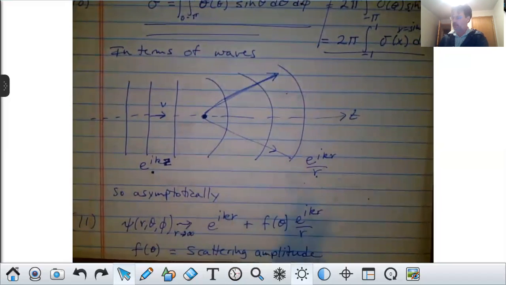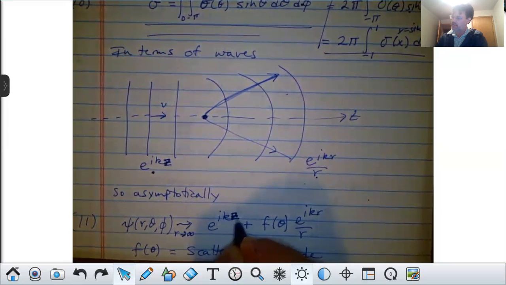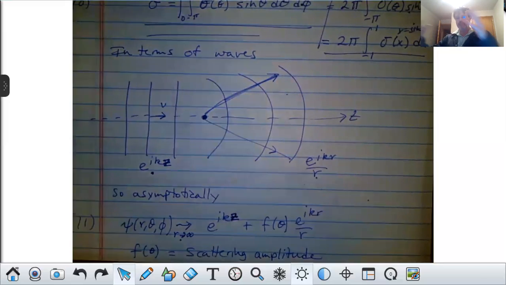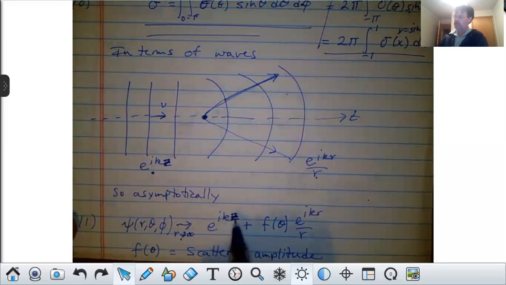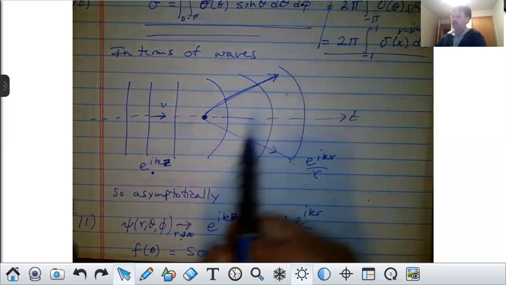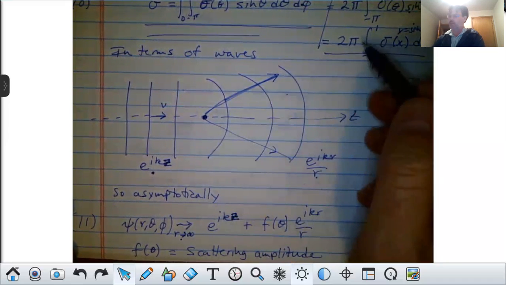So asymptotically, again, it's not e to the ikr, but e to the ikz here. My wave function that I'm trying to determine, basically, through all of this, psi of r, theta, and phi, as r gets big, looks like an incoming plane wave and an outgoing spherical wave, right? So if you were to put your detector over here, you'd have a plane wave that wasn't scattered and a scattered spherical wave.